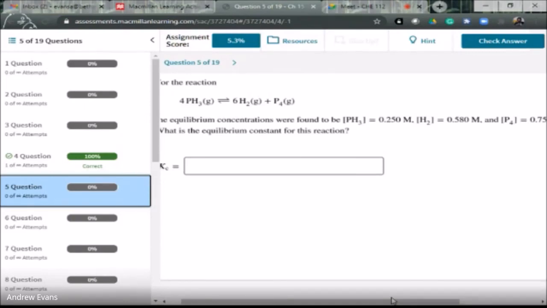Set up my K expression. My K expression is P4 times H2 to the 6th, all over PH3 to the 4th. Don't worry that those are big powers; we can deal with it. 0.75, 0.58 to the 6th. And don't worry that this chapter may have some really small numbers. That is the nature of K. You can have really small numbers or really big numbers, depending.